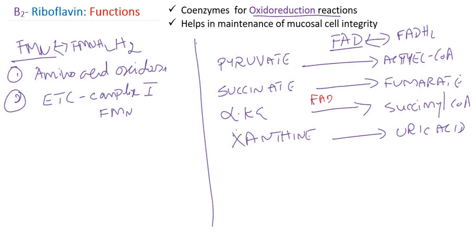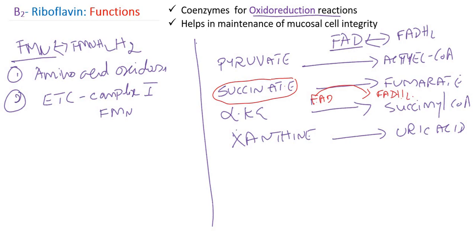This FAD will be converted to FADH2. That means this FAD undergoes reduction, whereas succinate undergoes oxidation. It donates its hydrogen atoms to FAD, and in turn FAD becomes FADH2. So this reaction is called an oxido reduction reaction.